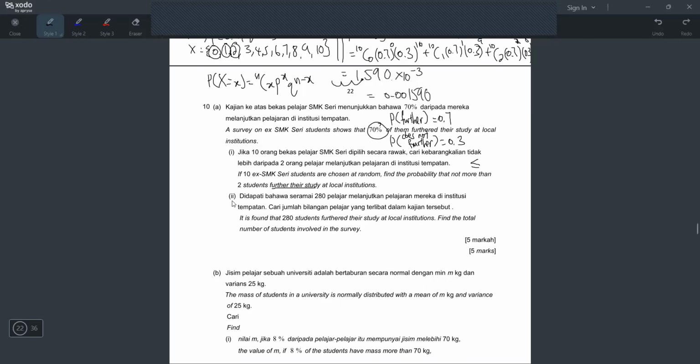What about second question? So second question I'll write here. It is found that 280 students furthered their study. So what is 280? The NA. Okay, the NA. And then find the total number of students involved in the survey. Means I want to find the NS, right? Okay, for those who tak faham, sir, why you write NA, NS?